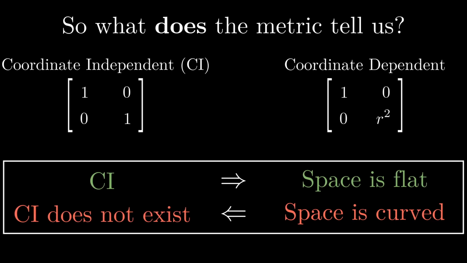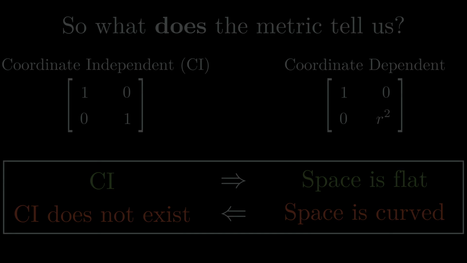Alright, so we're done, right? We just need to find a coordinate independent metric and we can rule out curvature for the underlying space. Let's look at some examples. For a flat plane, we can indeed find a coordinate system with corresponding metric that does not depend on the coordinates, namely the Cartesian coordinates.